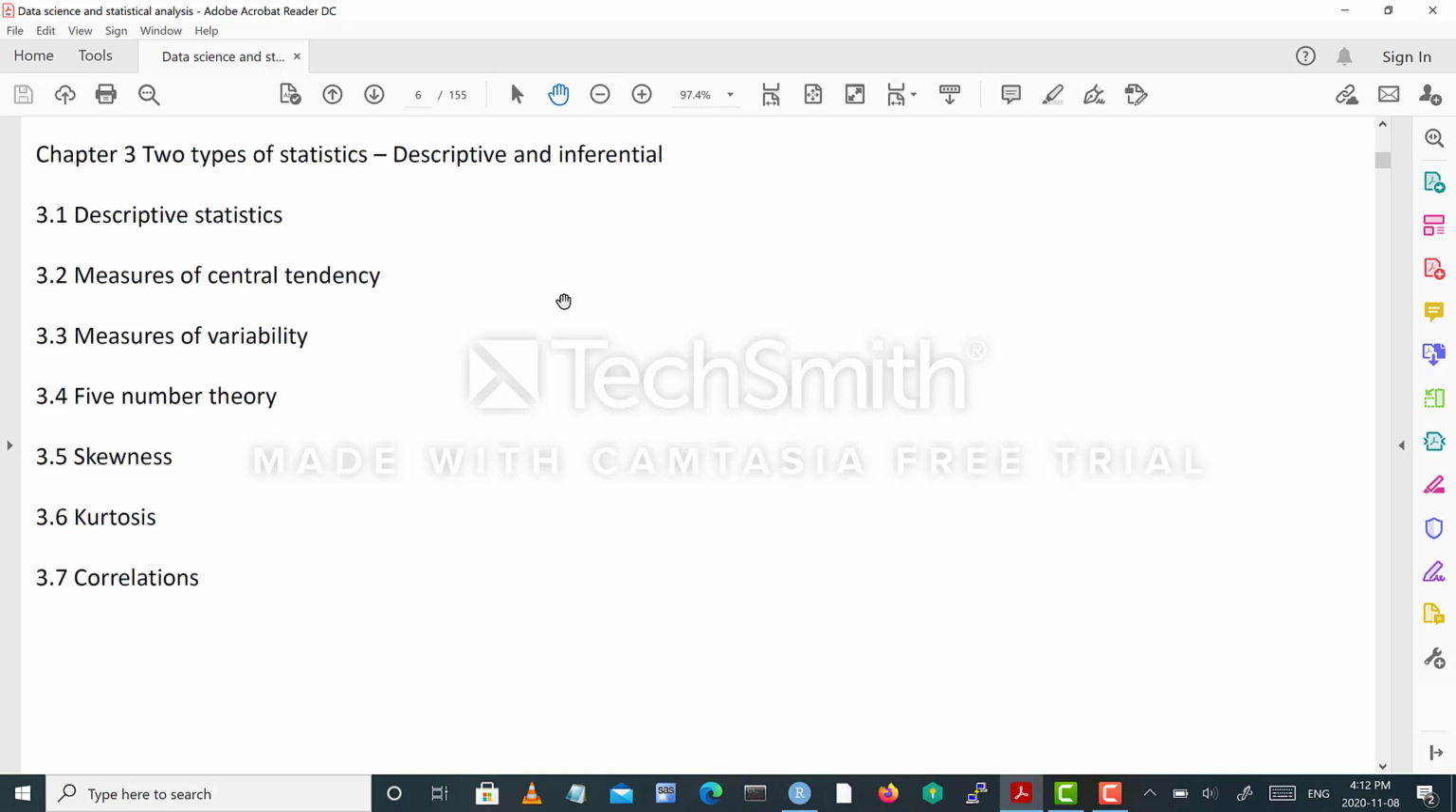Chapter 3 deals with two types of statistics, descriptive and inferential. Descriptive statistics consists of measures of central tendency, measures of variability, the five-number summary, the concept of skewness, the concept of kurtosis, and finally correlations between different variables.